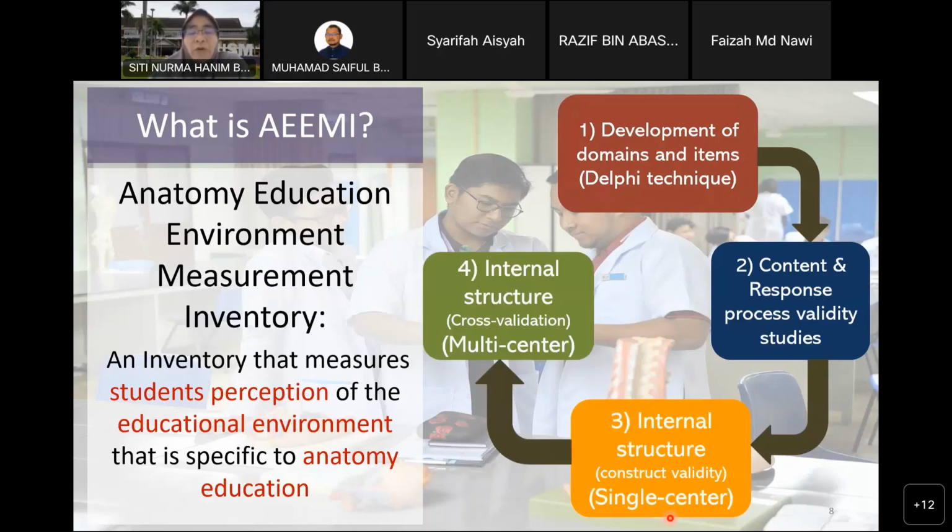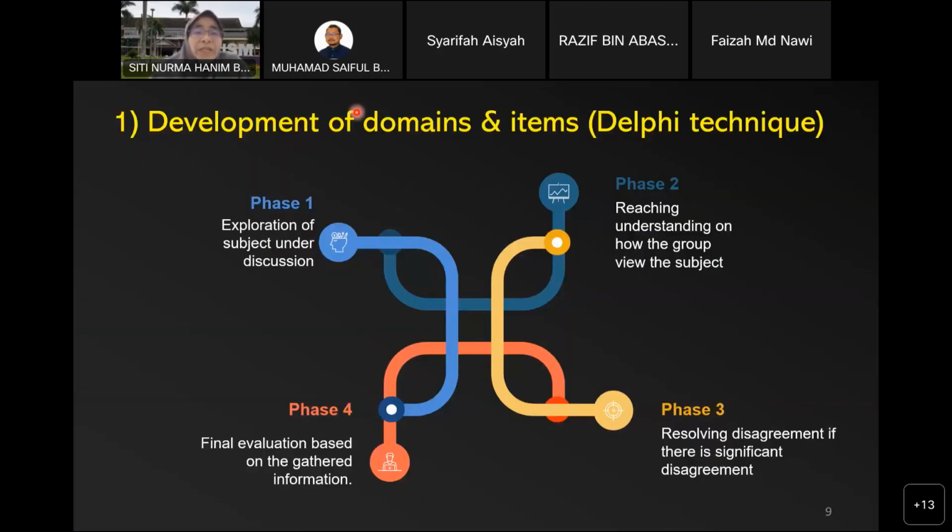And in phase 4, we conducted cross-validation at multi-center level. So through this process, we managed to develop a valid and reliable inventory that measures anatomy education environment. All right, this is for the first phase, development of domains and items using Delphi technique method.